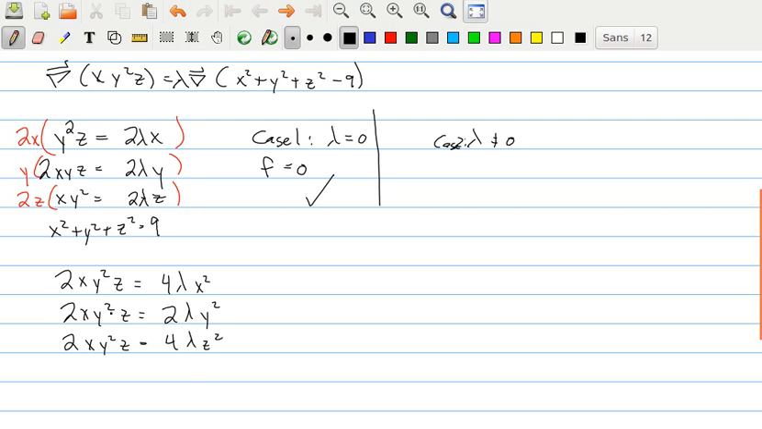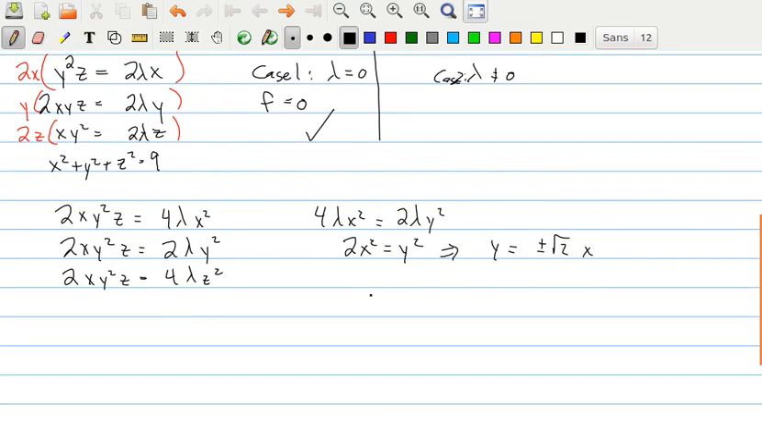Now since the left-hand sides are all equal, I know the right-hand sides must be equal too. So let's just look at these one at a time. If we take this first equation, we set those two equal to each other. So 4 lambda x squared equals 2 lambda y squared. Now we're assuming that lambda is non-zero, so we can divide it out. So we divide both sides by 2 lambda, and this says 2x squared equals y squared. So that means y must be plus or minus radical 2x. Okay. Doesn't say anything for certain, although it narrows things down a little bit.